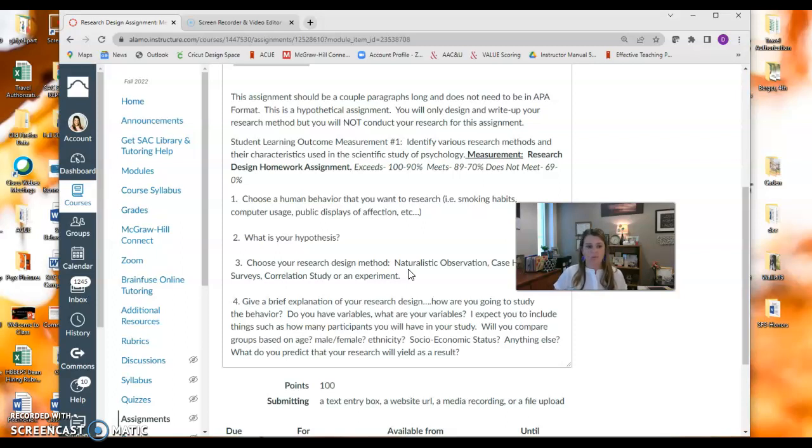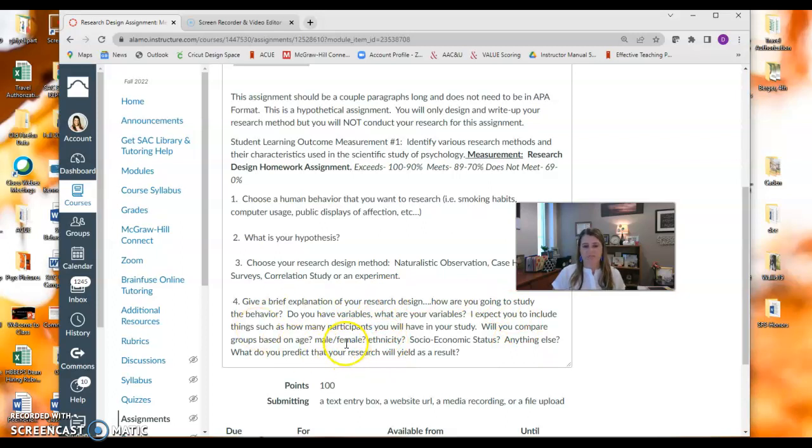Okay, so you're choosing a behavior. Tell me what behavior you want to research, a little bit about why you want that behavior. What is your hypothesis? Your hypothesis is your educated guess on why you think this behavior happens, why you're able to observe it. Then you're going to choose your research design methods and make sure you're very clear about which one of those. So these can be very short, maybe a sentence or 2. This one will be a little bit longer.